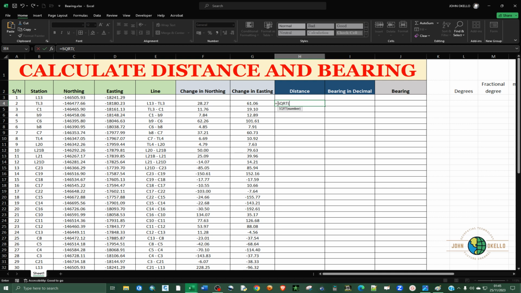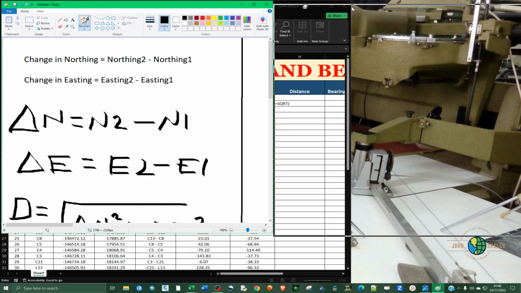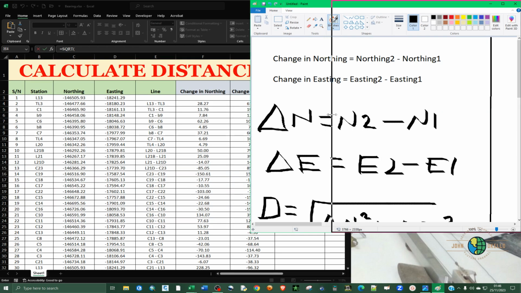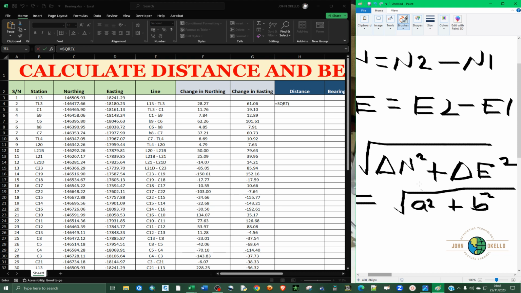So we are going to write square root, and then, let me place this side by side so that you can understand what we are talking about. Like that. So the square root of the square of delta n. We've already written this square root sign. This is the square root that covers everything here, and now we are going to write the square of change in northing. So that will be the power function. So power, and then we choose northing, comma, to power 2. So we write 2, close bracket.